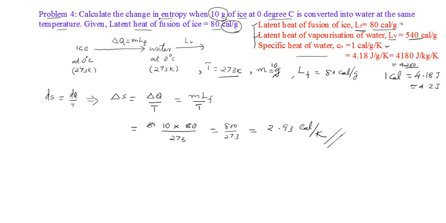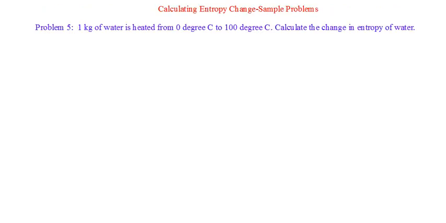Now let me go to the next problem. Let's say problem 5. 1 kilogram of water is heated from 0 degree Celsius to 100 degree Celsius. Be careful when you read the problem. Try to identify which category it belongs to. Calculate the change in entropy of water. So 1 kilogram of water is converted into water at 100 degrees Celsius. There is no phase change involved. That is the first thing you have to identify.